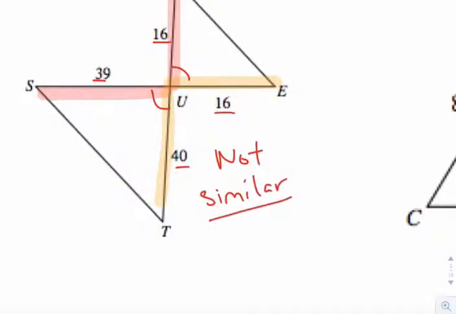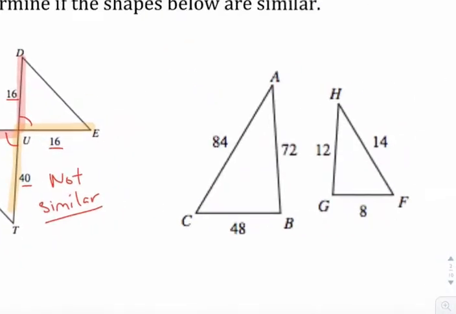Okay? And the reason why they're not similar is just based on the side lengths we've been given. So this does look like it could match SAS, but the problem here ultimately is the ratios aren't the same. If I take 16 over 39, that is not the same as 16 over 40. The multiplication factor isn't the same going from 16 to 39 and 16 to 40. So even though they do share that angle in the middle, that's actually meaningless in this problem. These guys are not similar.